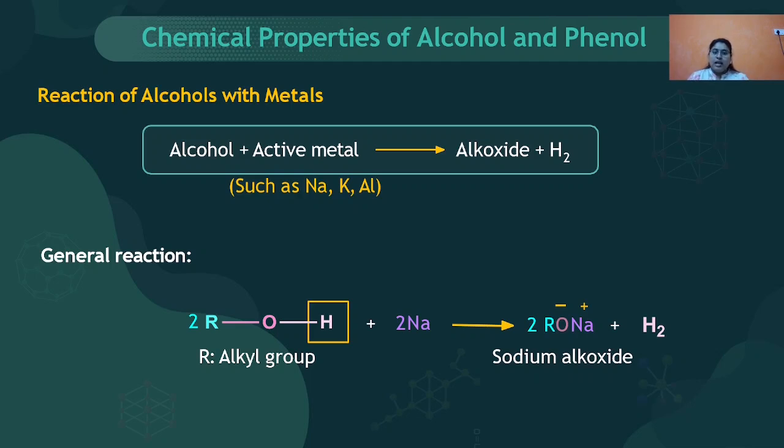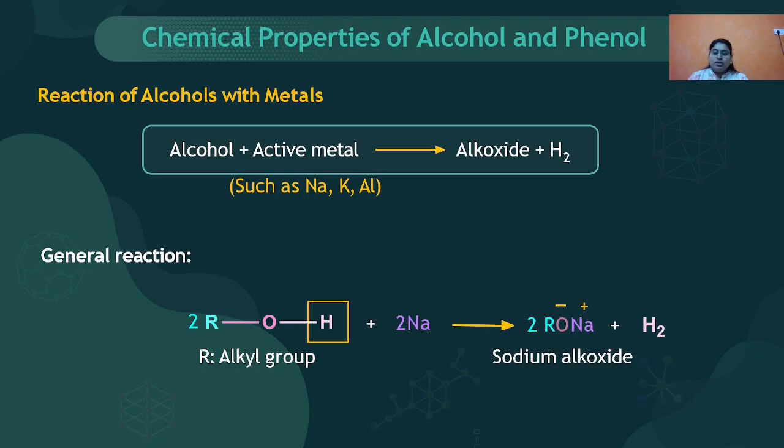This is how it goes, and there is a general reaction to explain it. When 2 moles of alcohol are used, the general formula to represent alcohol is ROH. In the place of R, we can substitute any kind of alkyl group like methane, ethane, propane, butane. Based on the type of alkyl group substituted in the place of R, the name of the alcohol differs from one compound to another.